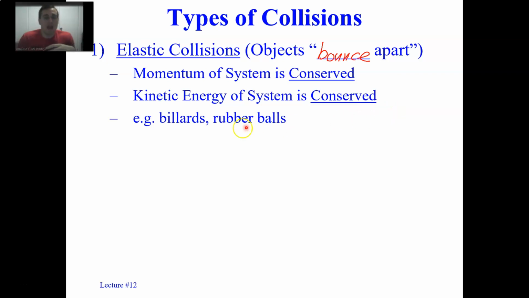By the way, in that case, you could try to think of examples that are close to perfectly elastic. Billiards is a good example. Another example would be rubber balls when they collide with each other.